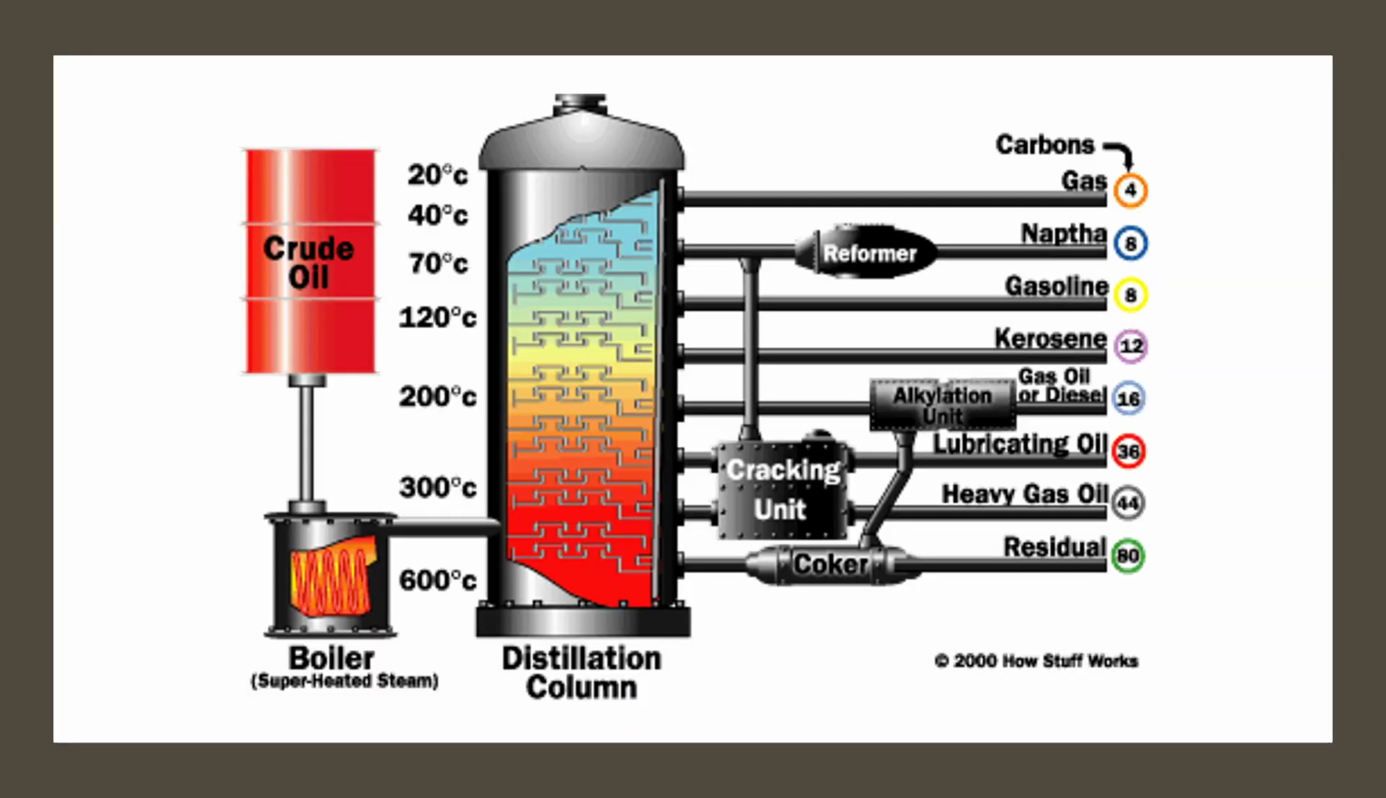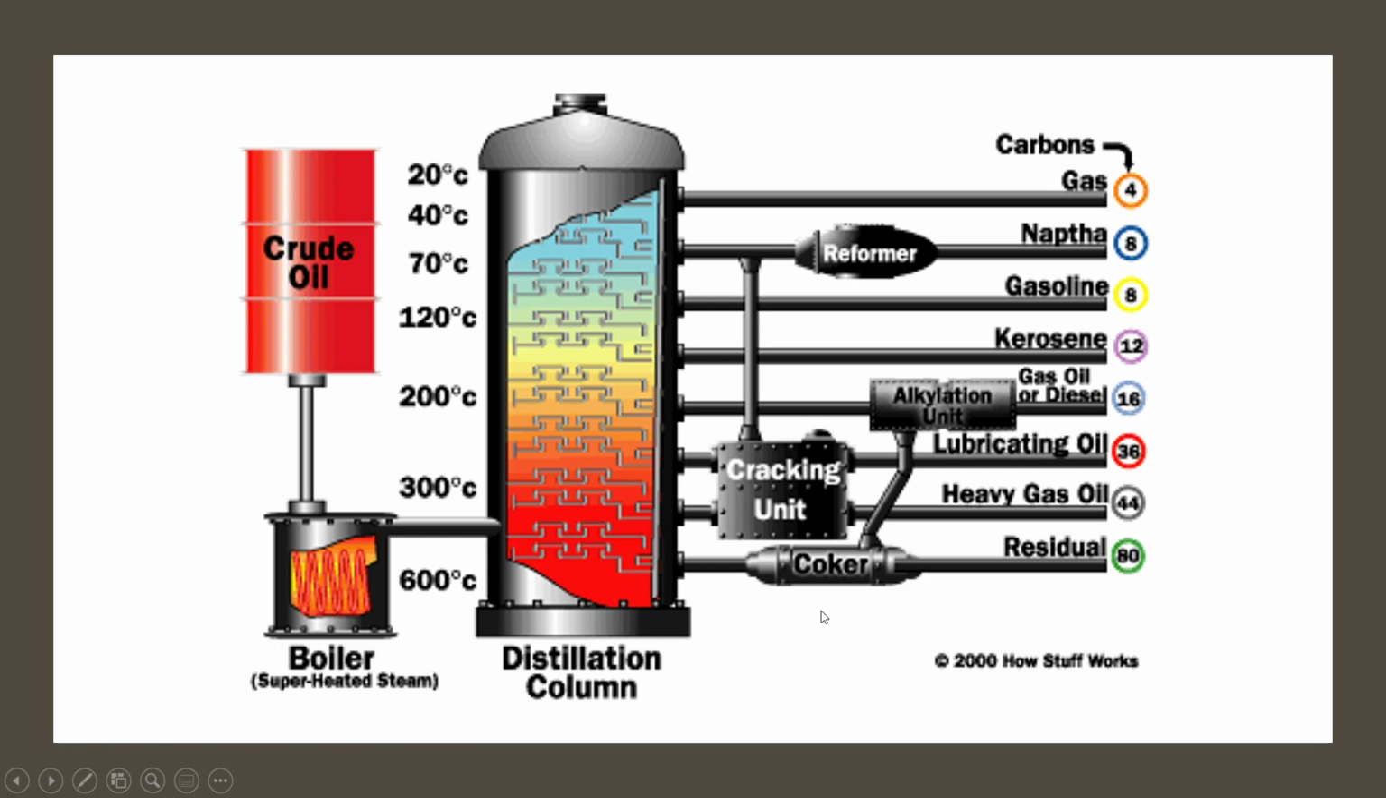So this is the process of distillation of crude oil. Crude oil is put into a boiler to be heated, and we can actually use, as you see, the gas that we're able to get from our crude oil here. So based on the temperature, all the way from 600 degrees Celsius down to 20 degrees Celsius, different byproducts of the crude oil are able to be taken out.